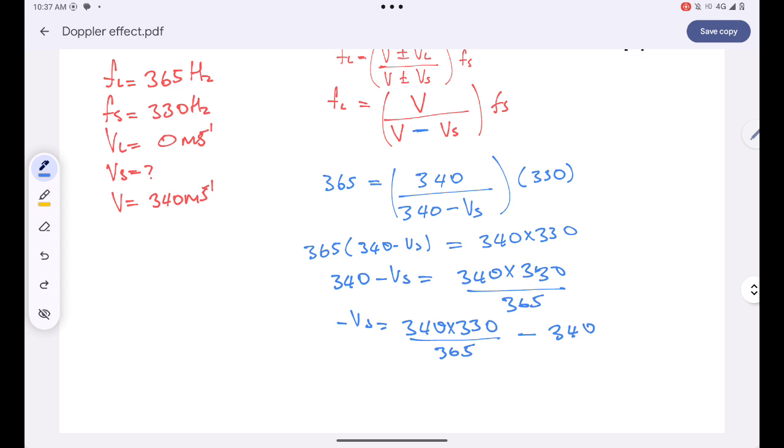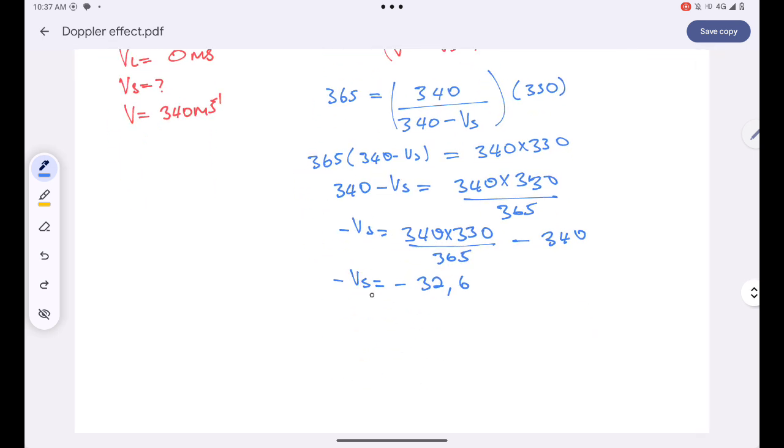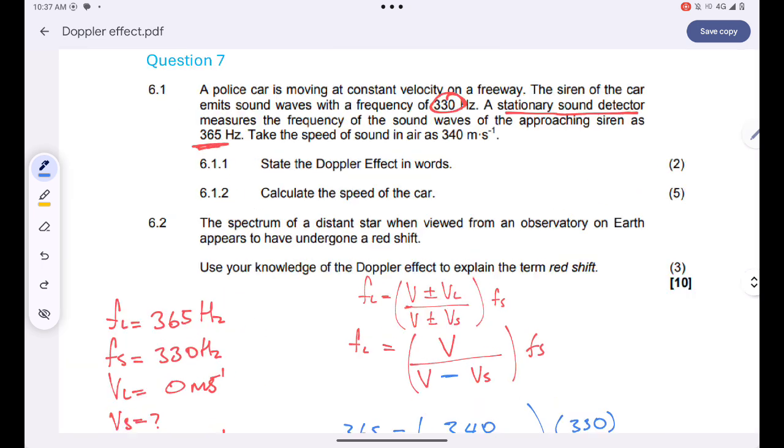And therefore, let me check what this gives me. I have 340 times 330 divided by 365, minus 340. Negative vs will simply give me negative 32.6027, so that's basically negative 32.6. I'll obviously divide both sides by -1, and hence the velocity of my moving source is 32.6 meters per second. The speed of my source is 32.6 meters per second.